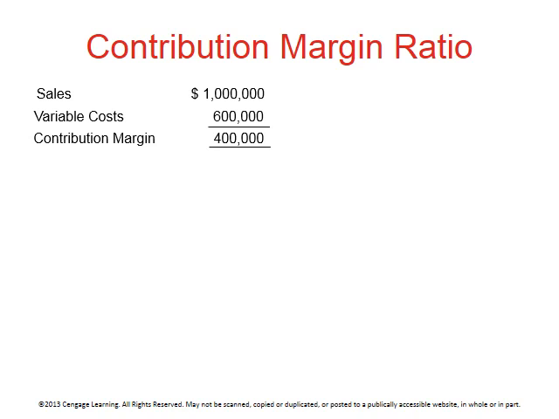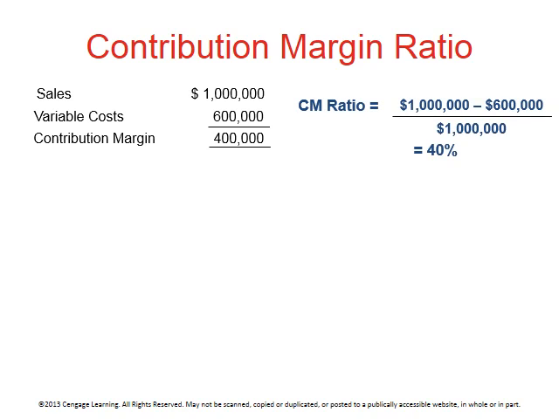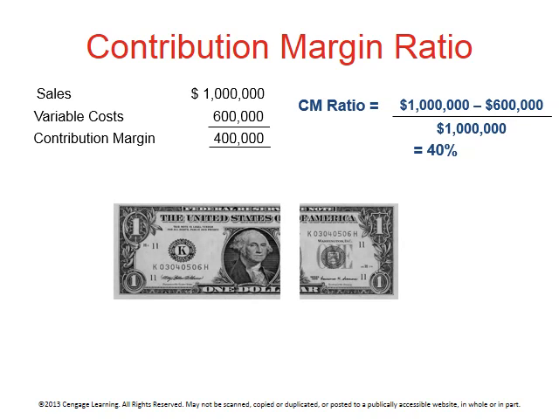So let's do a calculation. We have sales of 100,000, then our variable costs, and we calculate our contribution margin. So our contribution margin ratio comes out to be 40%. That means that 40% of every dollar sold can go towards covering our fixed costs and go towards income from operations.